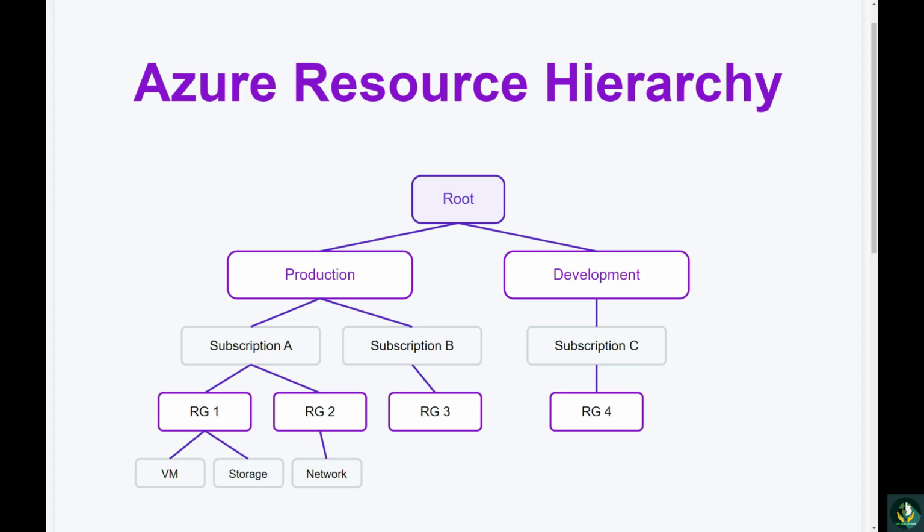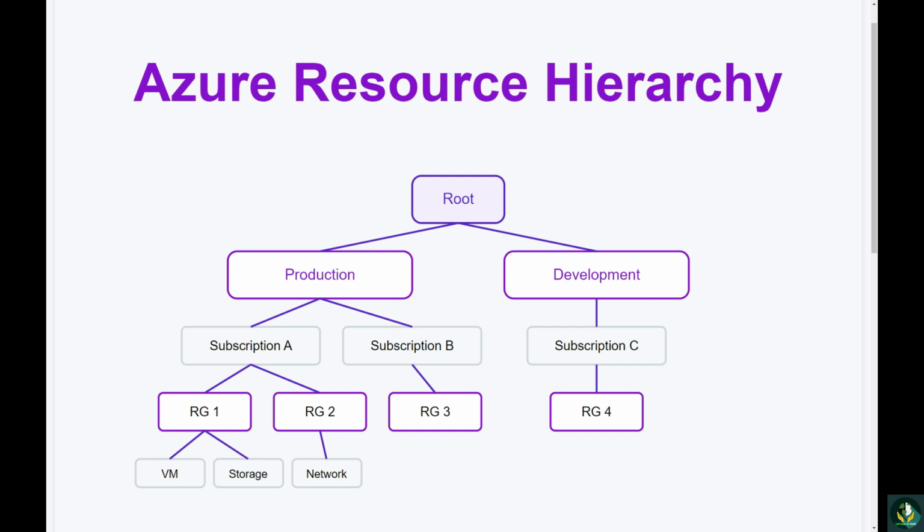Key benefits of this hierarchy. Unified policy management. You can apply policies at the management group level that automatically inherit down to all subscriptions, resource groups, and resources beneath it. For example, you could restrict VM creation to certain regions for all production workloads by applying a policy to a production management group.